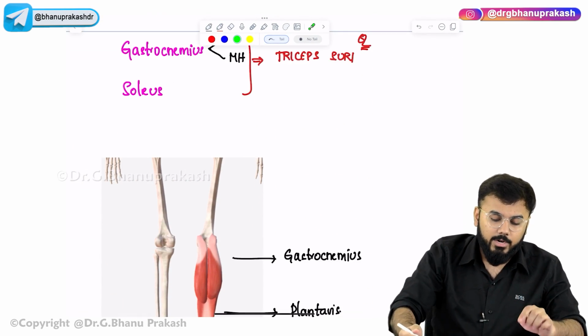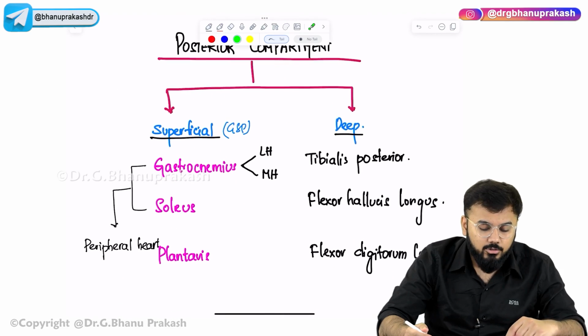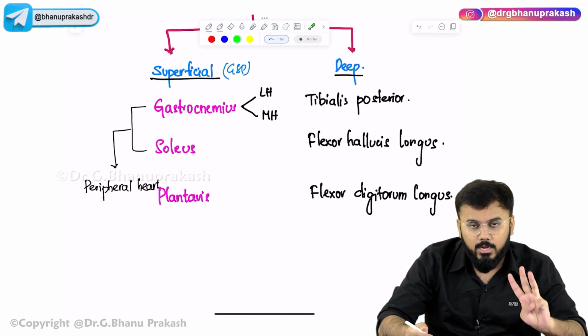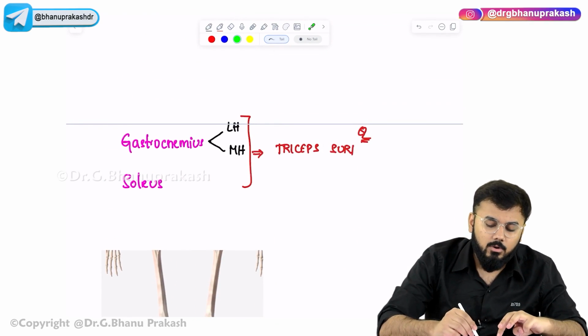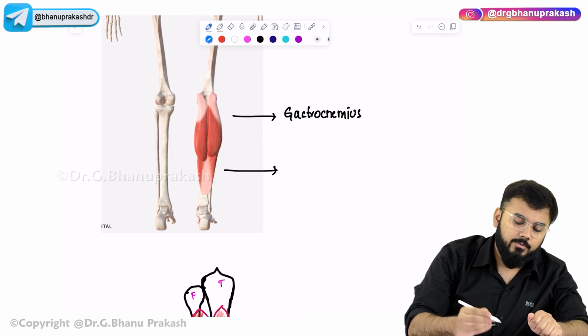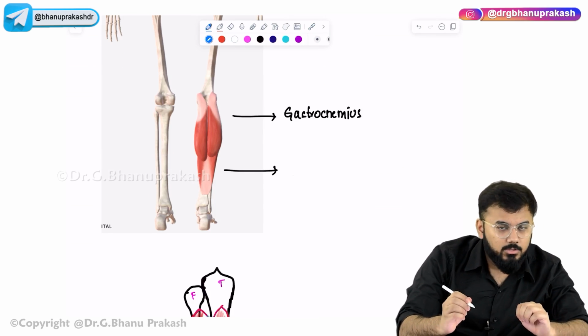The important thing you need to know here is that gastrocnemius has got two heads, lateral head and medial head. Soleus is one head. So totally how many? Three. These three heads together are called as triceps surae. Triceps surae.